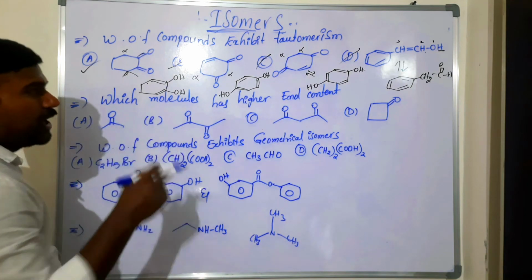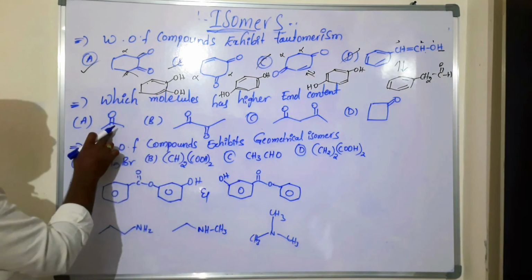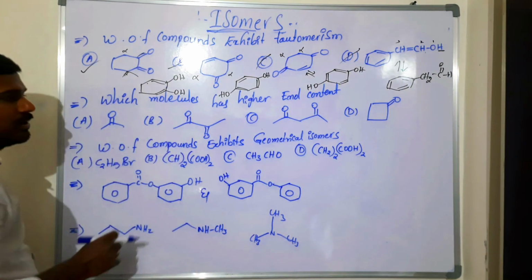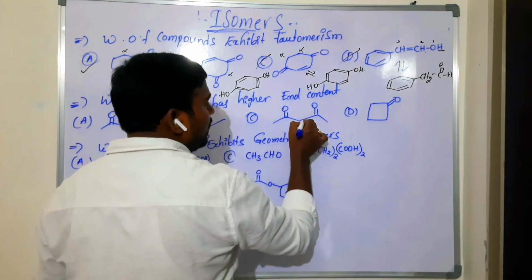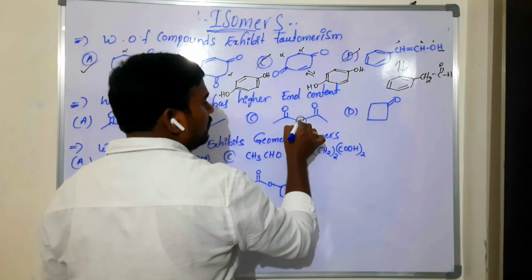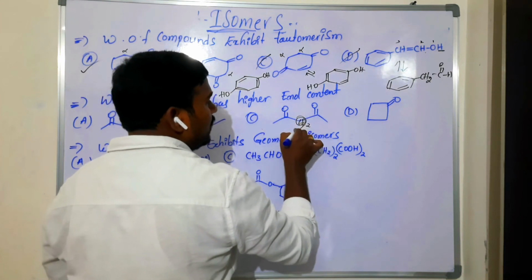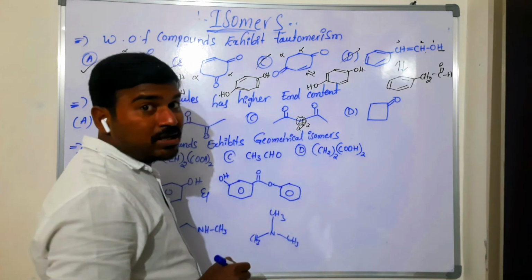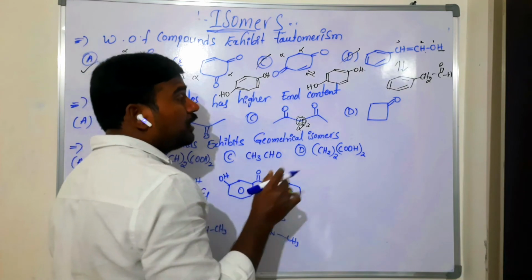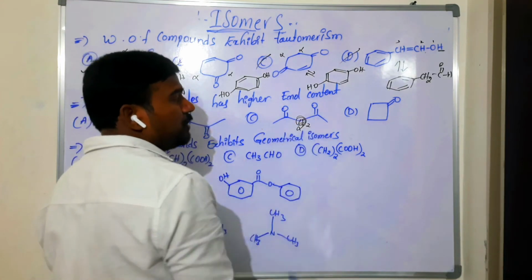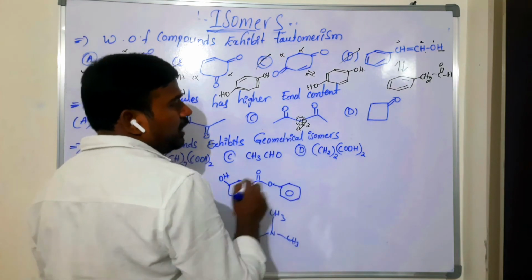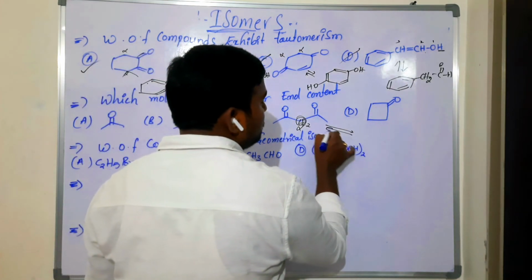Now, which molecule has higher enol content? This is acetone, which has the least enol content. But here, a methyl ketone is there, and a methylene group CH2 is there. It is an alpha carbon, and more acidic hydrogens are on this carbon. That carbon can easily donate the H plus ion, so it can easily participate in enol formation. It has a higher percentage of enol.